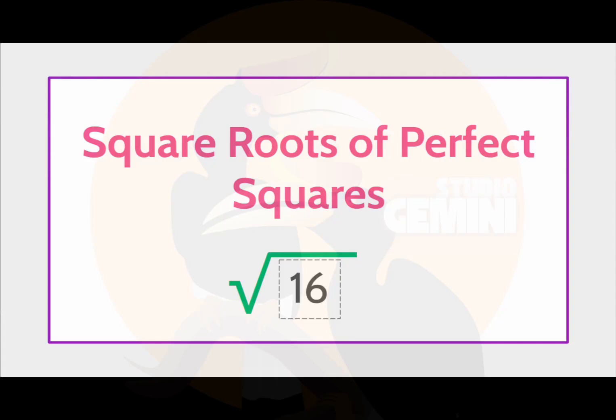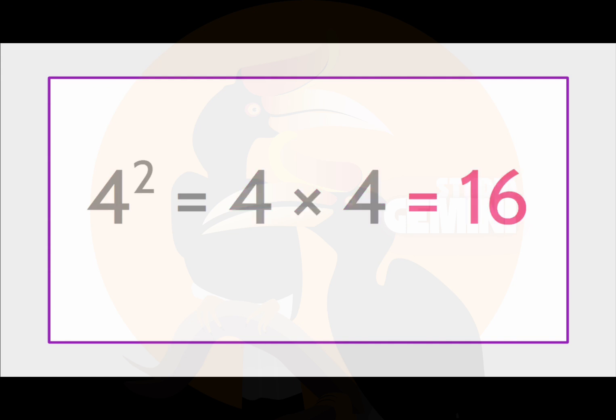In this video, we will learn how to find the square roots of perfect squares. When we square a number, that means we are multiplying it by itself. For example, 4 squared equals 4 times 4, which equals 16. As previously mentioned, numbers like 16 are called perfect squares.